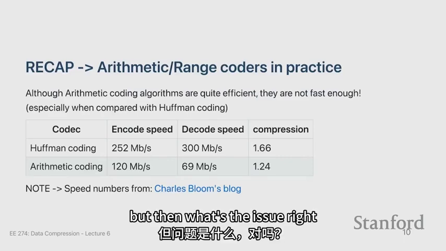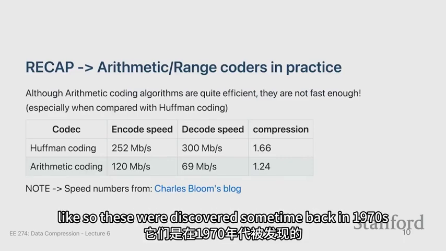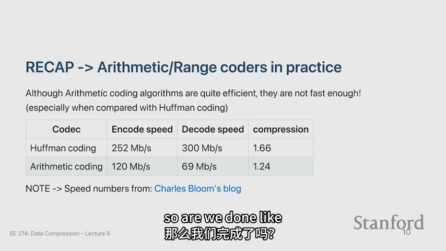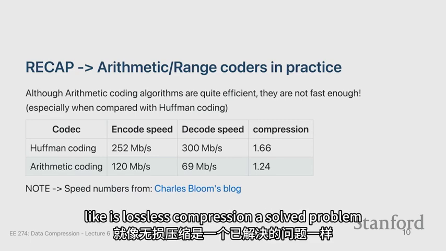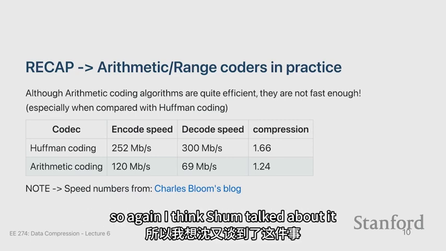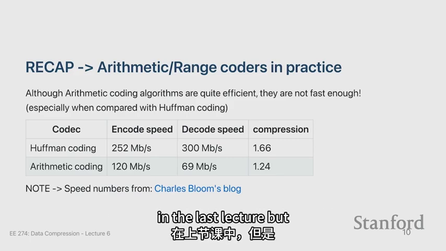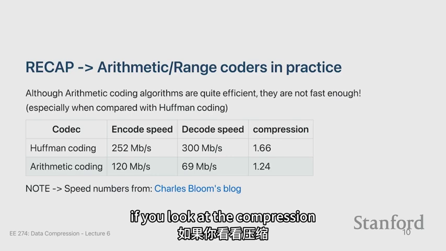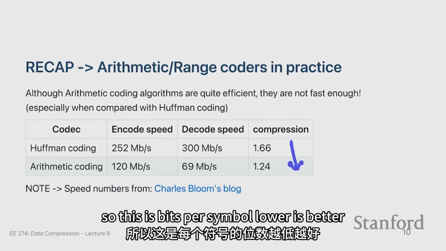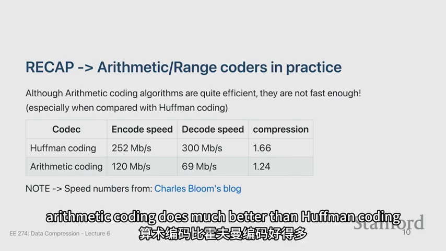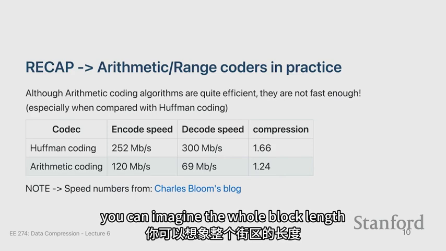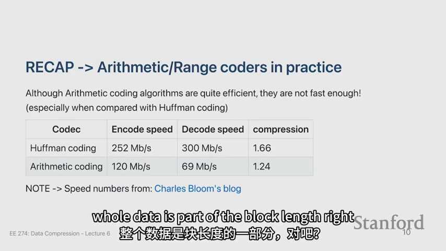But then what's the issue? These were discovered sometime back in the 1970s. So are we done? Is lossless compression a solved problem? Interestingly, no. I think Shubham talked about it in the last lecture, but if you look at the compression, this is bits per symbol, lower is better. Arithmetic coding does much better than Huffman coding.